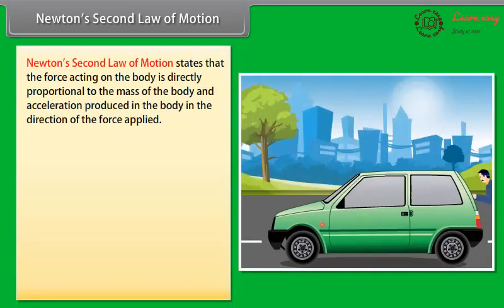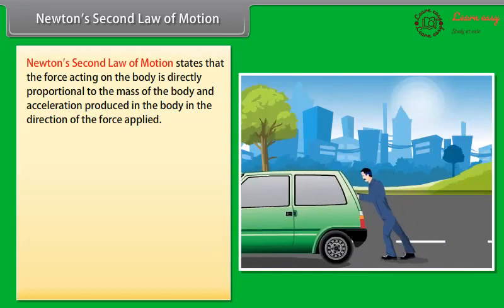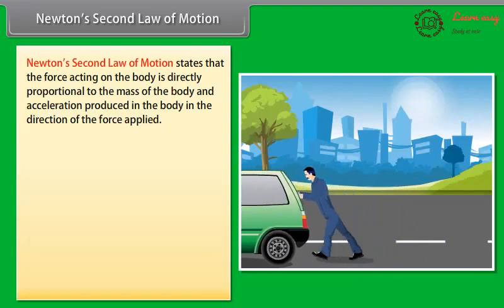Newton's second law of motion states that the force acting on the body is directly proportional to the mass of the body and acceleration produced in the body in the direction of the force applied. F is equal to m into a, where F is equal to force, m is equal to mass, a is equal to acceleration.